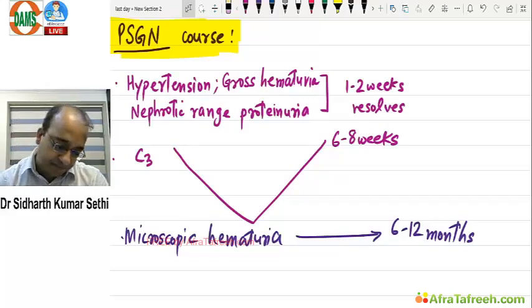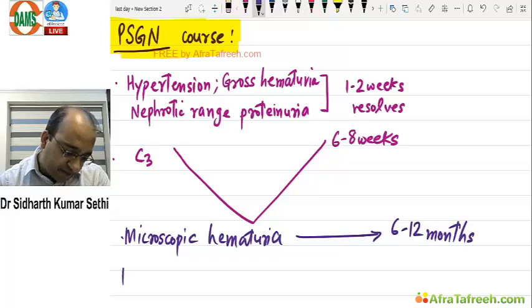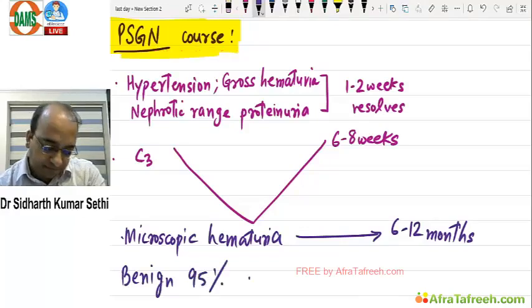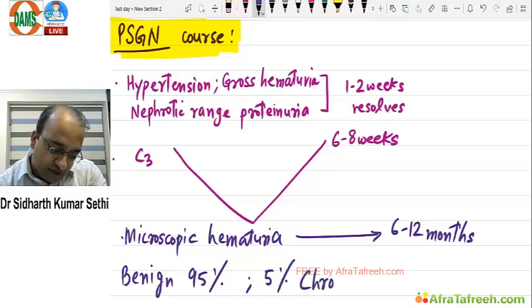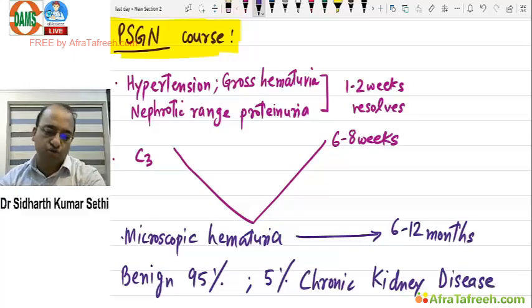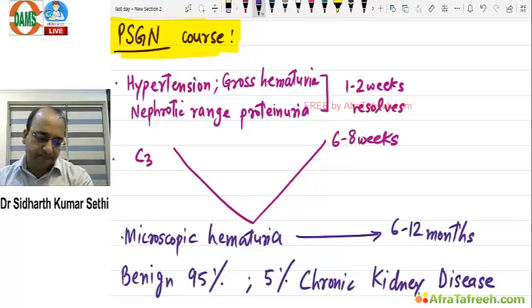Yes, Astha. So remember, this is a benign condition. 95% of the time it's benign. Only in 5% of these patients can they go into chronic kidney disease. It is mostly a benign course, so normally we do not do a kidney biopsy.